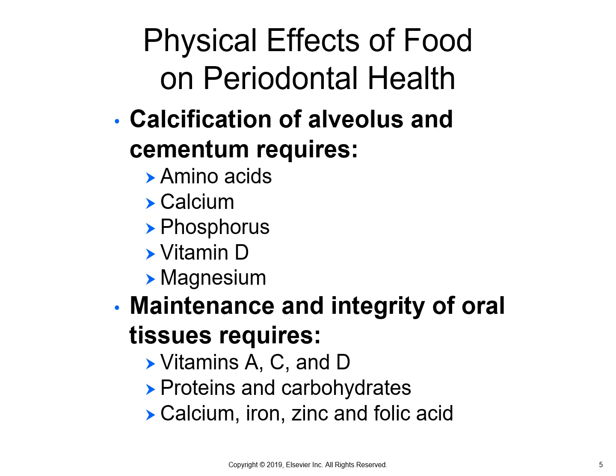Calcification of the bone and cementum requires amino acids, which are the building blocks of protein, calcium, phosphorus, and D. Those all three work hand in hand, as well as magnesium. And then for the maintenance and integrity of the oral tissues, vitamins A, C, and D, protein and carbohydrates are important, as well as calcium, iron, zinc, and folic acid.